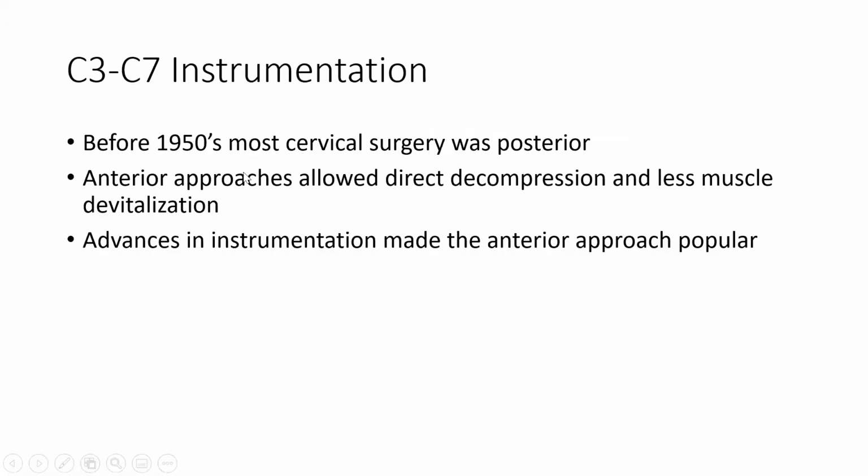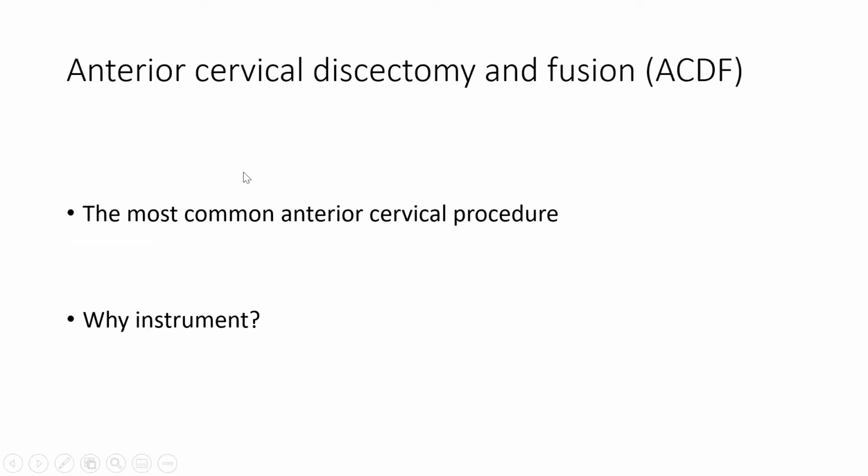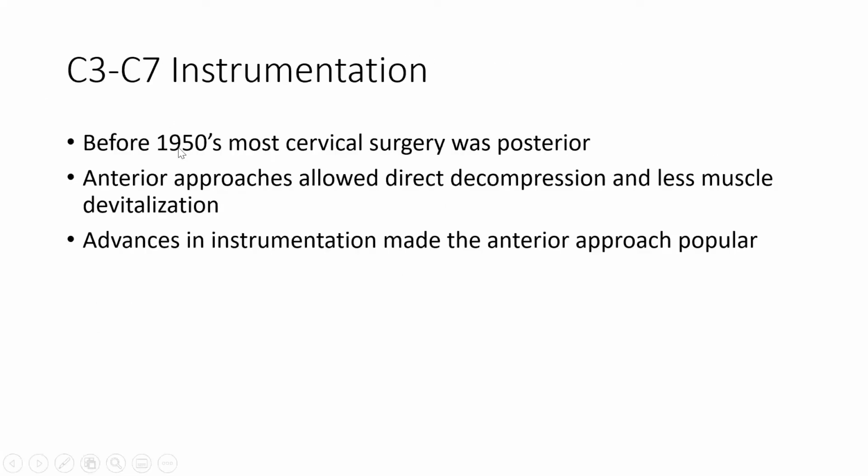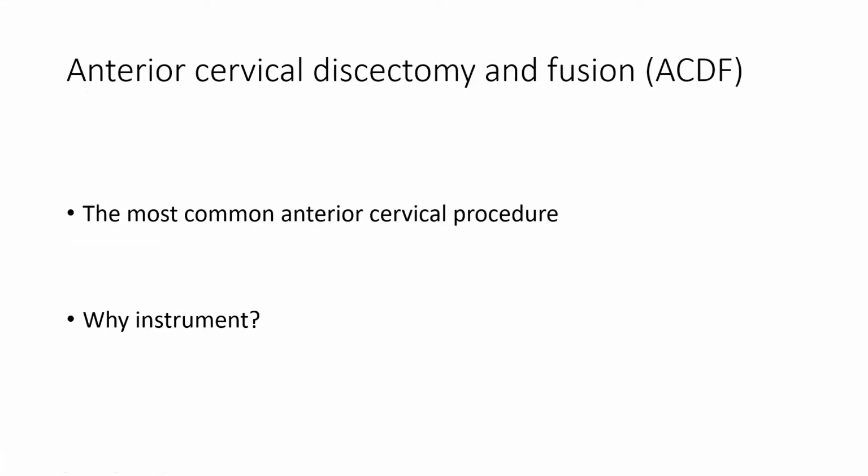So this is a bit about C3 to C7 instrumentation. Need to miss out some of this. Below, we call the subaxial spine, so C3 to C7. We tend to go anterior. It's a nice easy approach. It's called the Smith-Robinson approach, and allows us to do various different things.